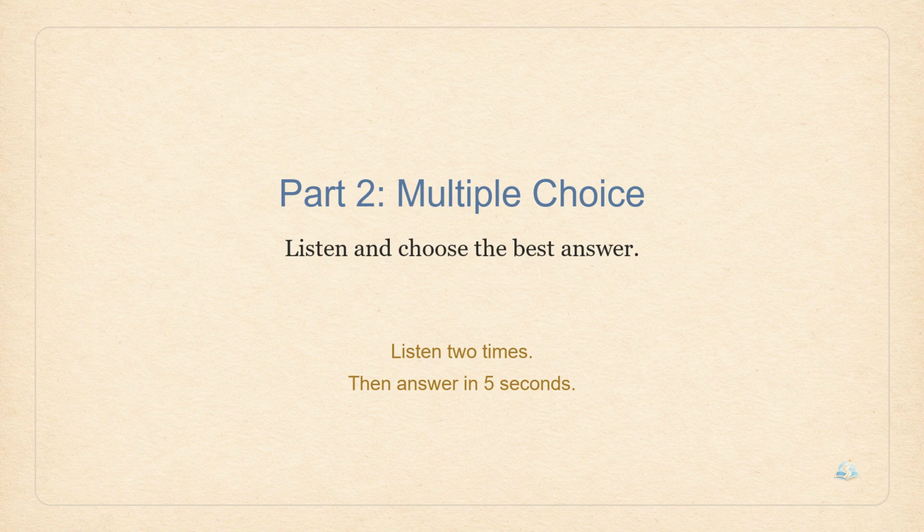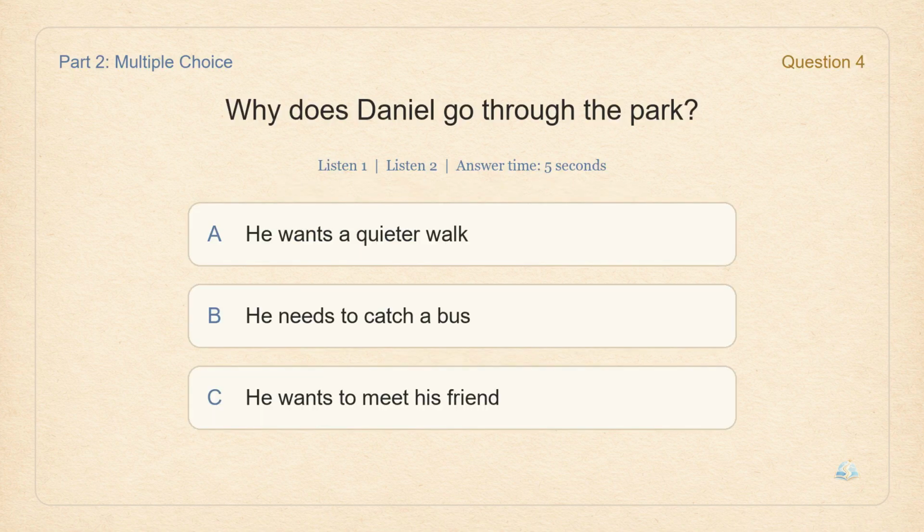Listen and choose the best answer. Listen 1. Daniel goes through the park because he wants a quiet walk before the city becomes busy. Listen 2. Daniel goes through the park because he wants a quiet walk before the city becomes busy.